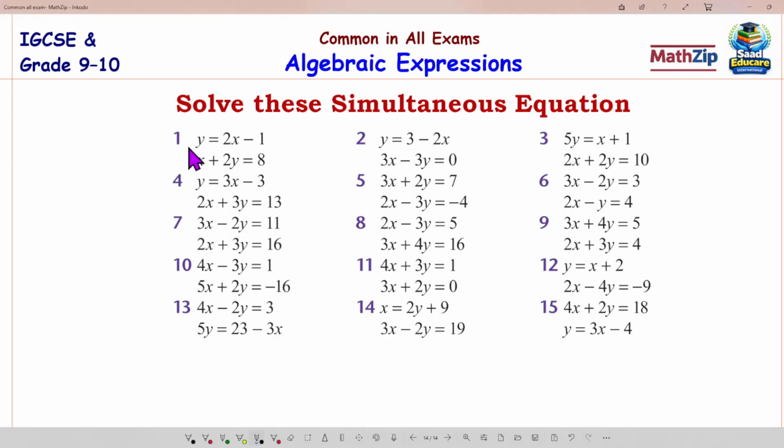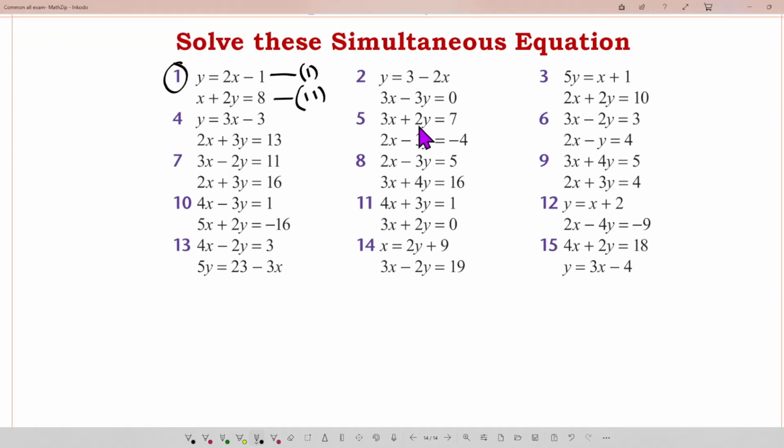So this is video number 1. Here is y equals 2x minus 1 and x plus 2y equals 8. First we can label these. This is equation 1 and this is equation 2. So y equals 2x minus 1 from equation 1, we can put into equation 2.